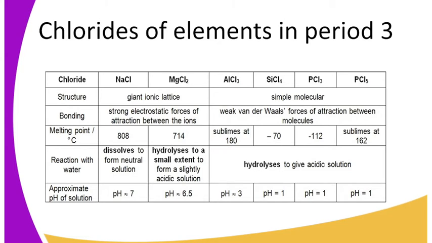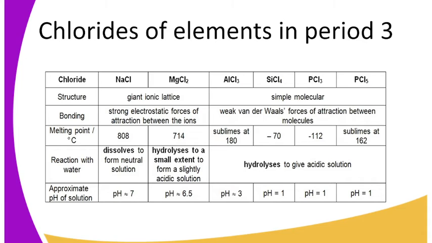And what of the type of bond? The bond between sodium, magnesium, and aluminium is an ionic bond, but aluminium forms ionic or covalent bonds at the same time. Silicon, phosphorus, and sulfur, their chlorides have a covalent bond.